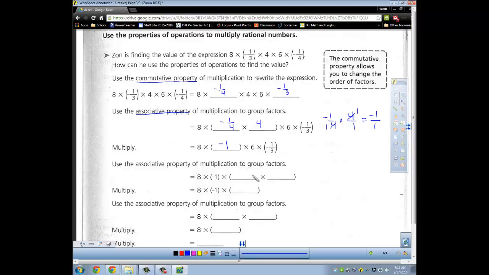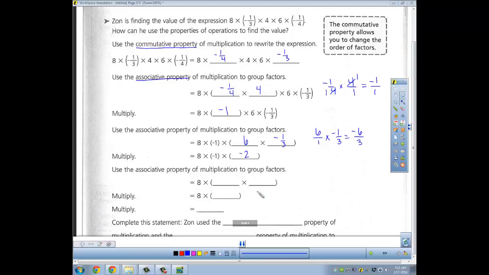And then they're going to use associative again to group the 6 and the negative 1/3 together since they have a common factor. So I do that off to the side. 6 times 1 times negative 1/3. This time I'm going to multiply straight across just so you see different ways. 6 times negative 1 is negative 6. 1 times 3 is 3. Negative 6 divided by 3 is negative 2. And now I just have normal whole numbers.